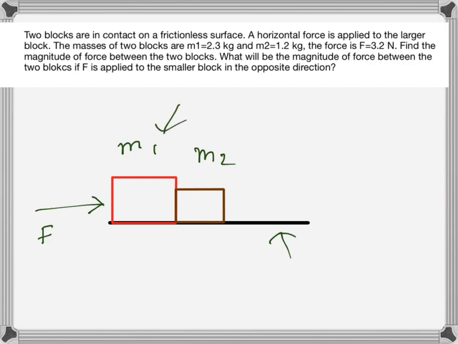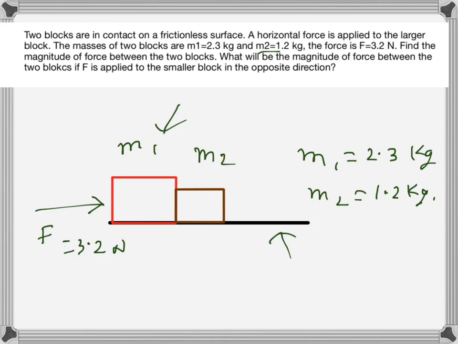So M1 is the larger block, which has a mass of 2.3 kilograms, and M2 has a mass of 1.2 kilograms. So M1 is 2.3 and M2 is 1.2 kg. The applied force is 3.2 newtons, that's given there. So we need to find the magnitude of force between the two blocks, the force that block M2 experiences. That's what we need to find.